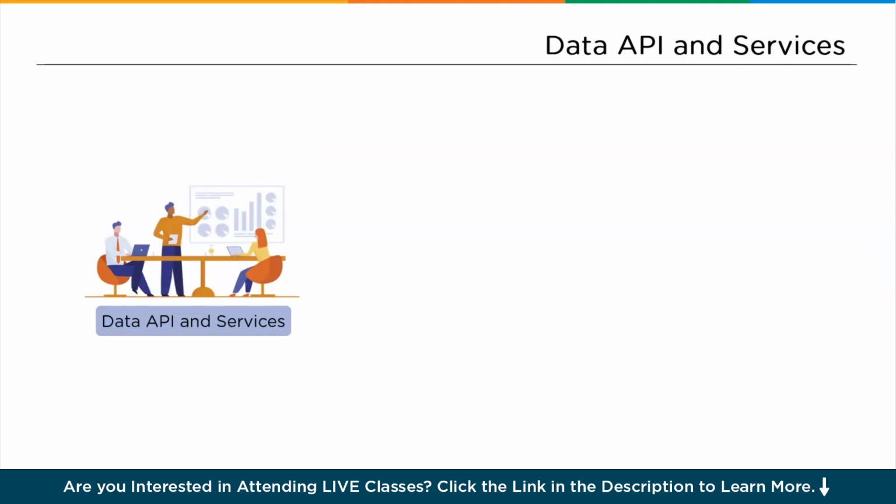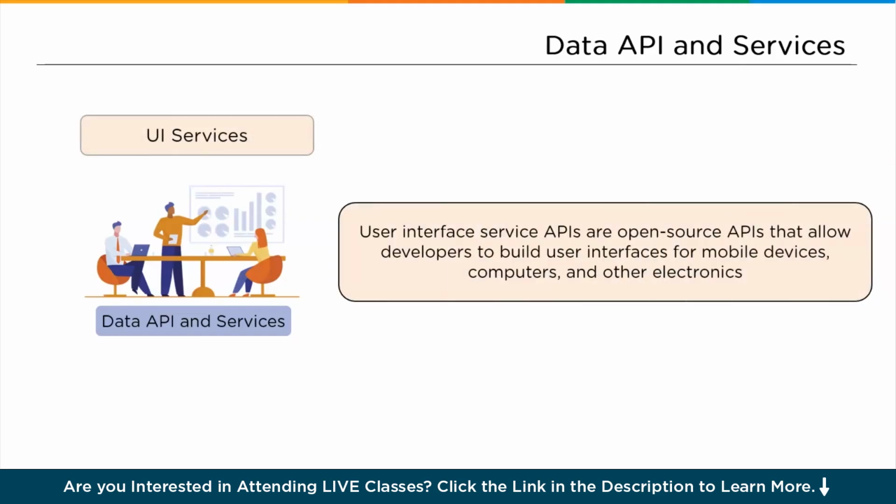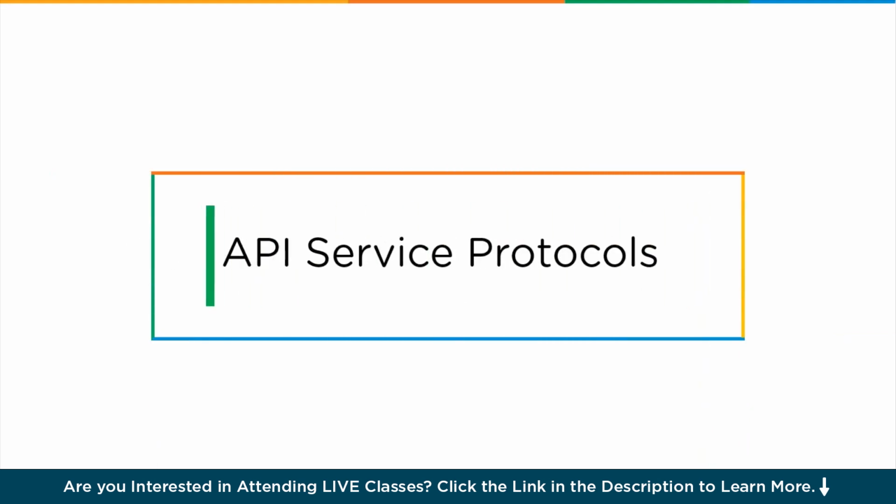Next, we have the user interface services. User interface service APIs are open source APIs that allow developers to build user interfaces for mobile devices, computers, and electronics. Now, let's examine the rules and protocols that Java APIs must follow. So that brings us to API service protocols.